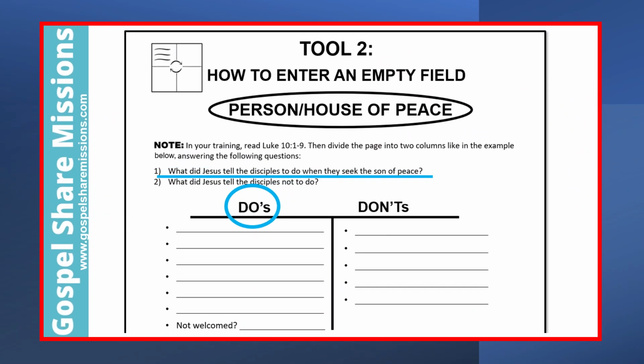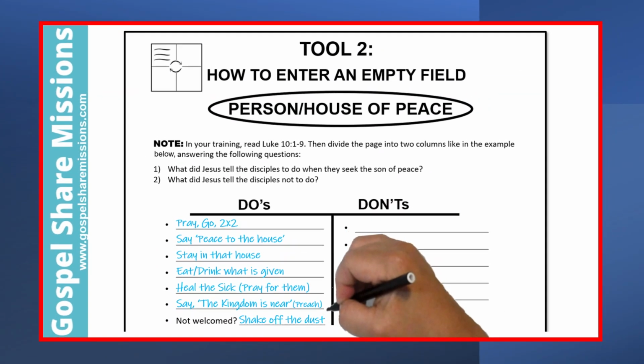In this passage, what did Jesus tell the disciples to do when they seek the Son of Peace? Ask them to fill in the blank spaces. They had to pray and go 2 by 2. Say peace to the house. Stay in that house. Eat and drink what is given. Heal the sick. Pray for them. Say the kingdom is near. Preach about it.